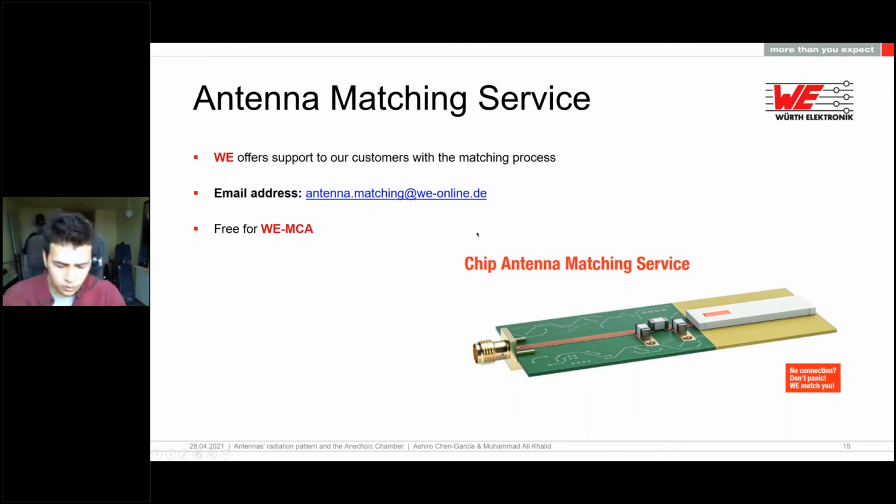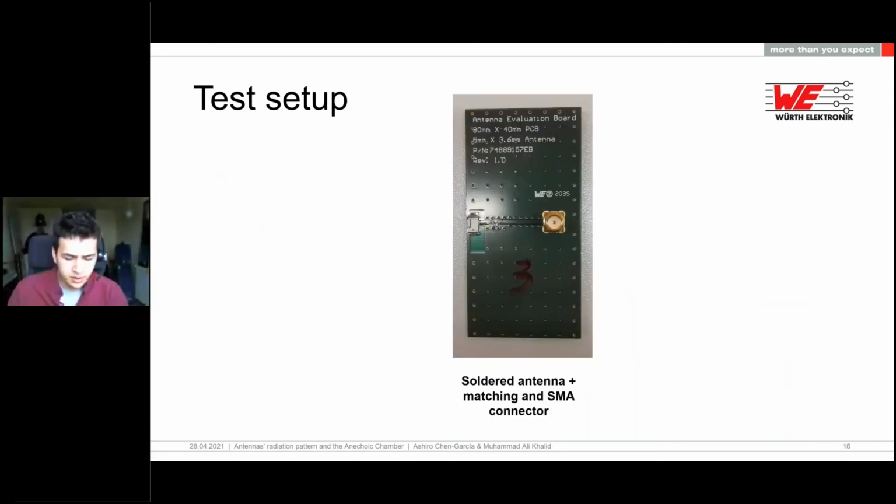Okay, now we will be talking about the test setup used for the measurement in the chamber of the antennas. Here we take a closer look at the antenna. This is a PCB. On the left side, you can see the antenna, and next to it, the matching that has been made for this antenna. We can also see an SMA connector.